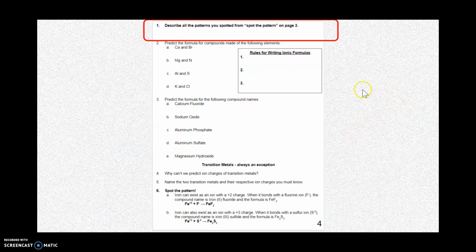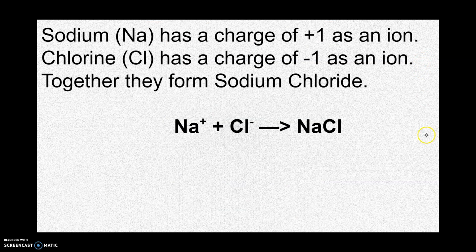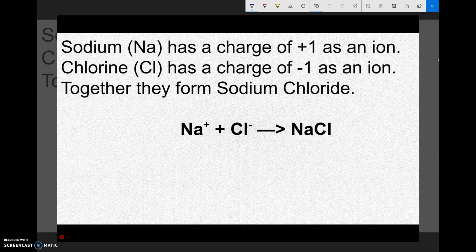Let's now go back to page 4, and I want you to go ahead and fill in the rules for writing ionic formulas. Okay, sorry, I jumped ahead a little bit. This is just saying what we just talked about. Sodium has a +1 charge as an ion. The chlorine has a -1. And so together, those charges cancel and they just create sodium chloride.